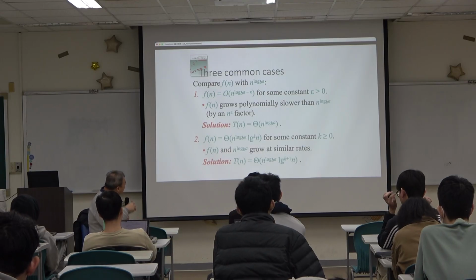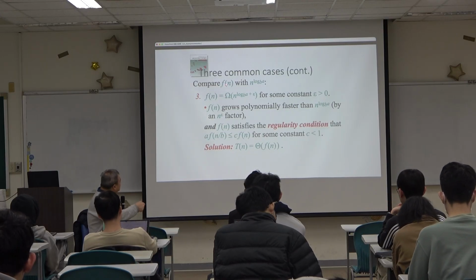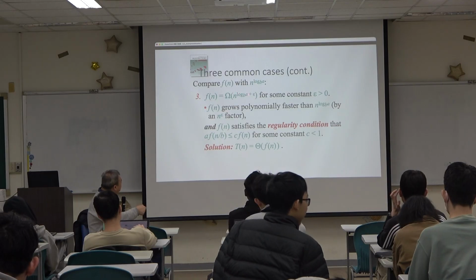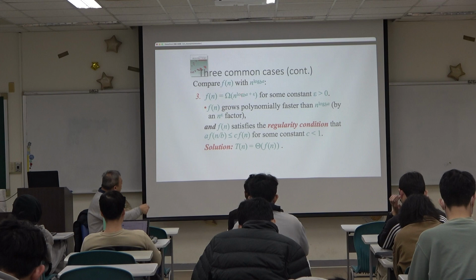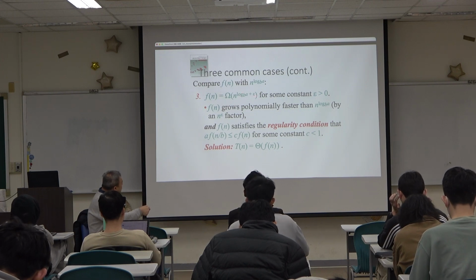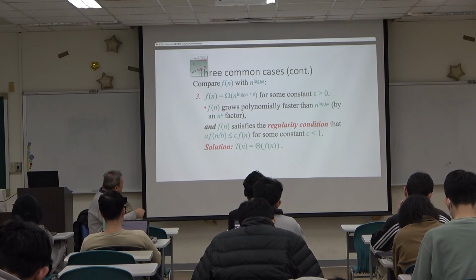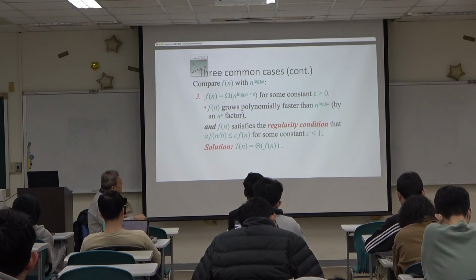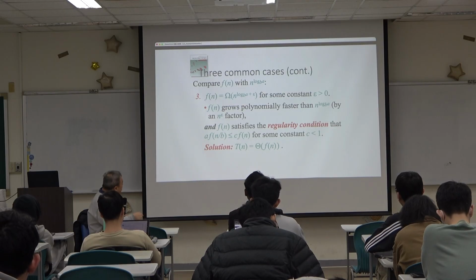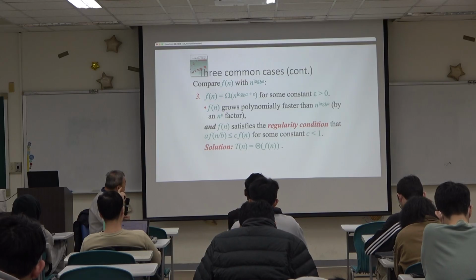The third case is a little bit complicated. If f(n) is omega, so this is a lower bound, of n to the log base b of a plus epsilon, where epsilon is some constant greater than 0, so f(n) grows polynomially faster than n to the log base b of a, if that's the case, we need one more guarantee.